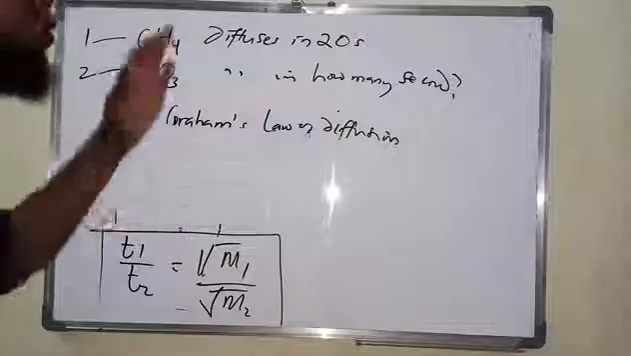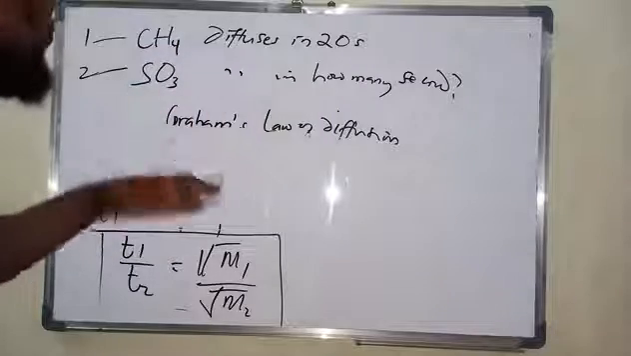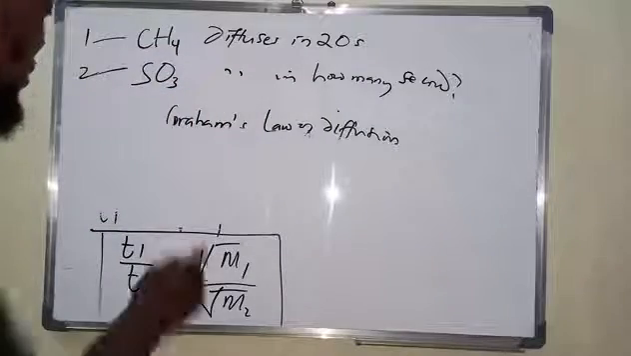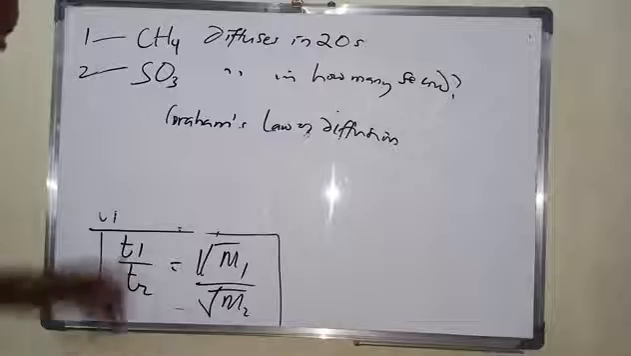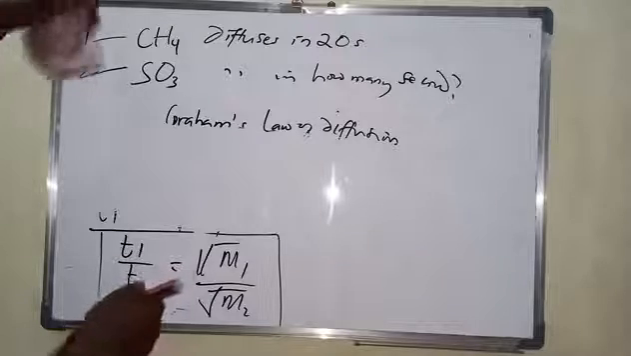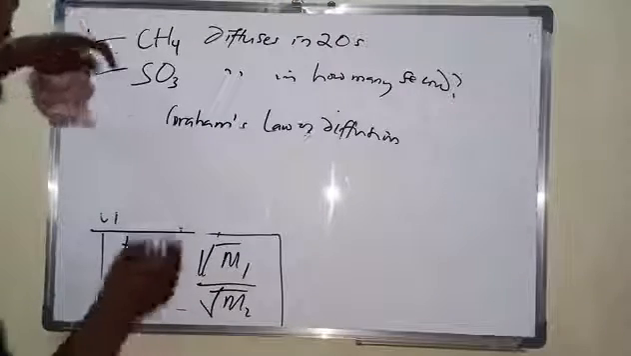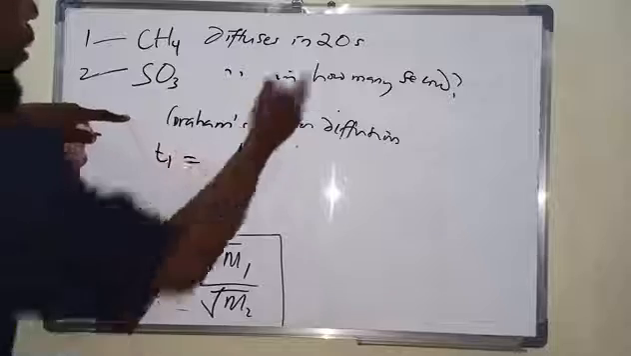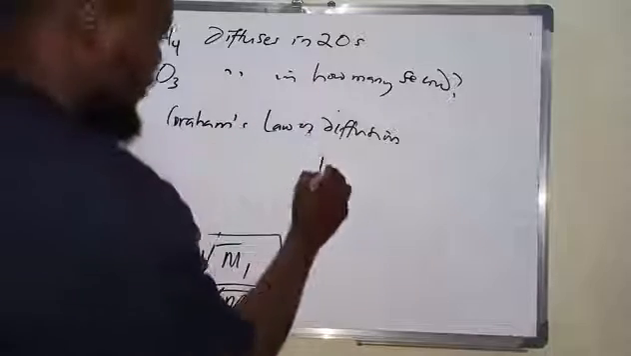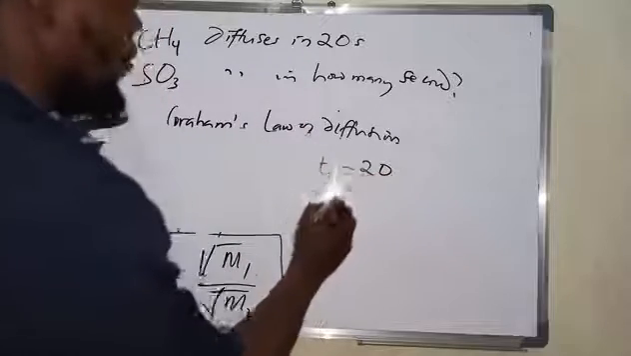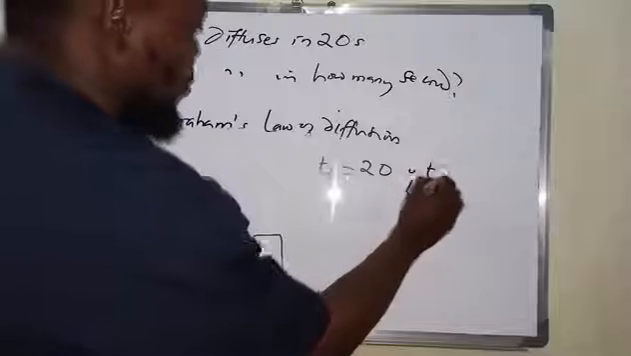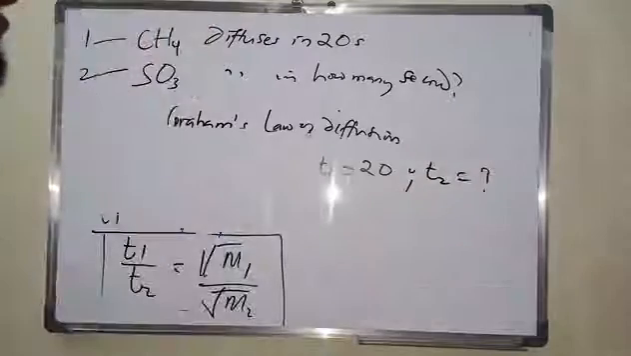Carbon is 12, hydrogen is 1, sulfur is 32, oxygen is 16. Before we start, we are also given the time. In this case, we tag methane as 1, so time T1 is given as 20 seconds. T2 is what we are finding for sulfur 6 oxide.